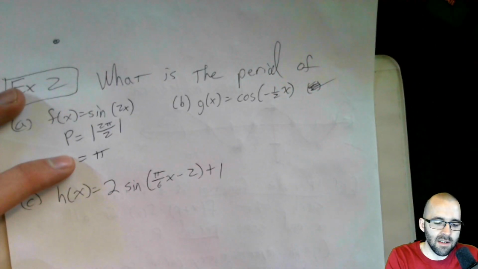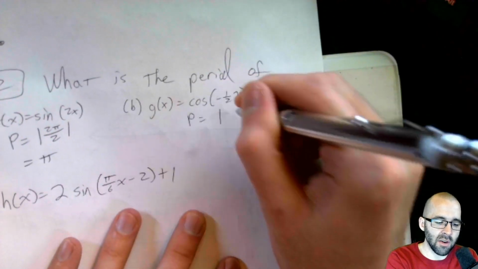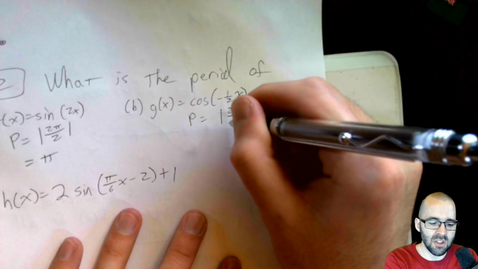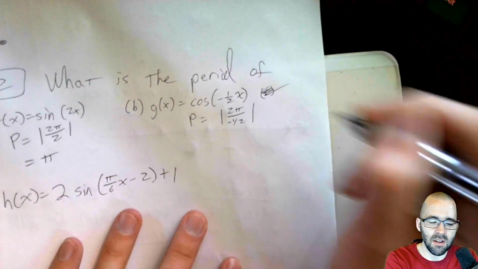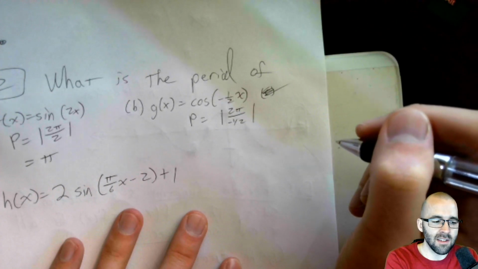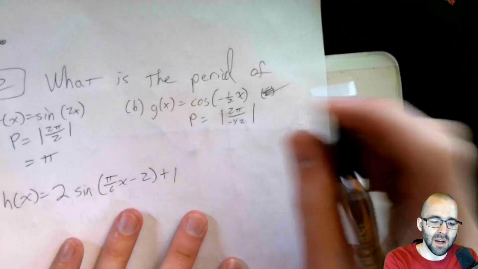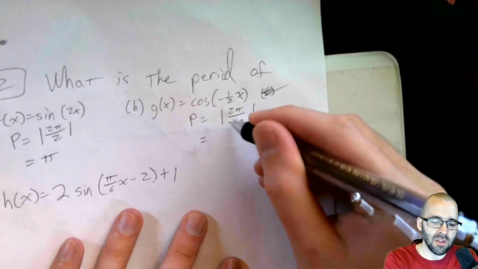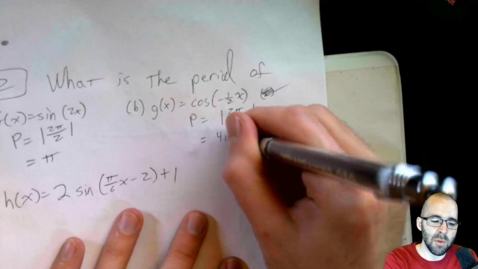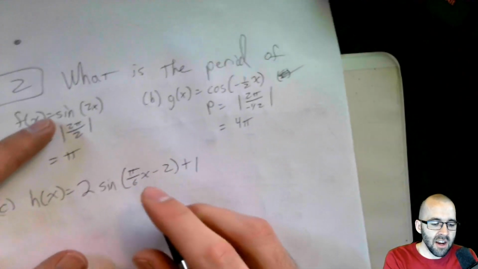All right. Over here, what do we have here? The period is again going to be the absolute value of 2 pi divided by the coefficient. The coefficient is negative 1/2. So now be very careful with your complex fractions right here. Dividing by 1/2 is the same as multiplying by 2. Negative goes away because absolute values. So we're left with 4 pi. If you don't believe me, do it out in steps. And finally, the last one.